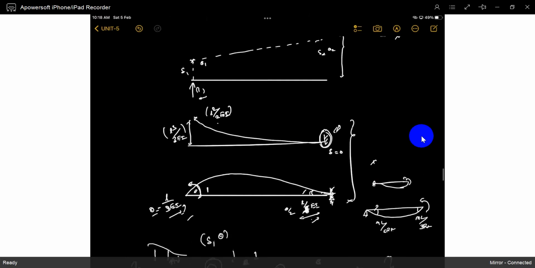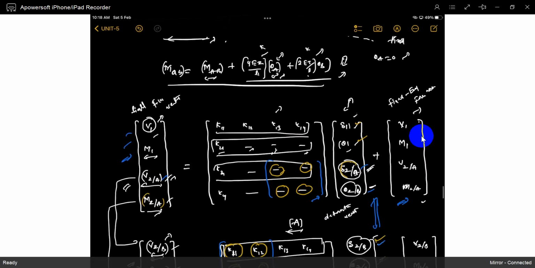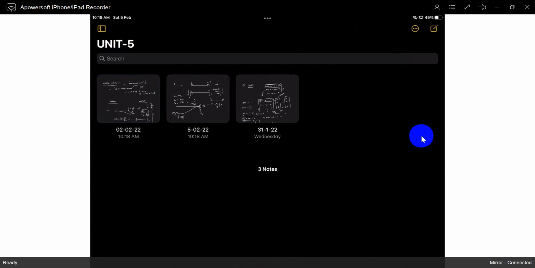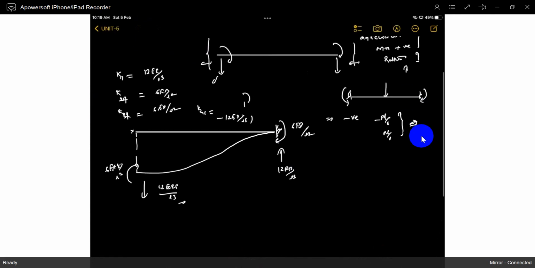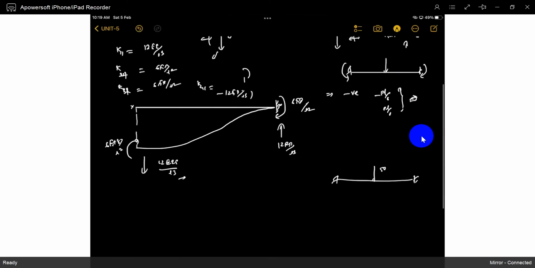Only the rotations, if you take them as clockwise or anti-clockwise, and the forces, the fixed end force vector, you have to take clockwise as positive and downward as positive. This force downwards is positive, and this moment clockwise is positive. Like if you see this fixed end moment, if it is 50, how do you take the fixed end force vector?